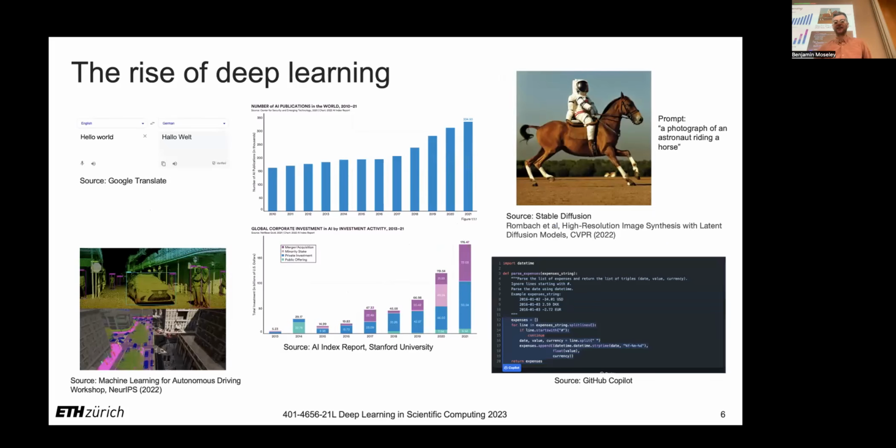Let's start to learn about deep learning. This is a slide I showed in the first lecture as well. I just want to recap. Deep learning has really taken the world by storm over the last decade. As I said before, it's now in our everyday lives and permeates our lives today. For example, when you carry out translation, and autonomous driving is relying heavily on machine learning.